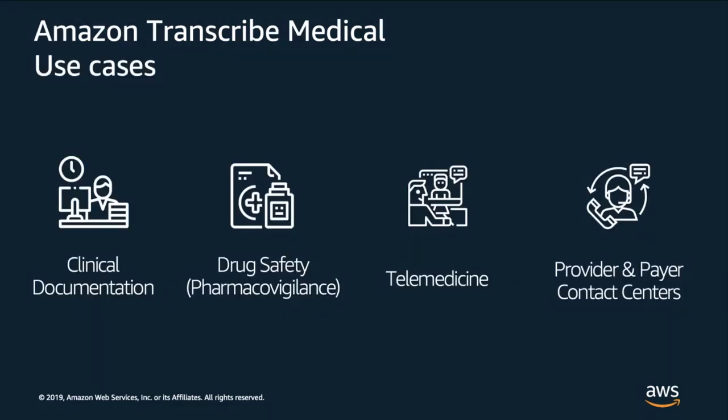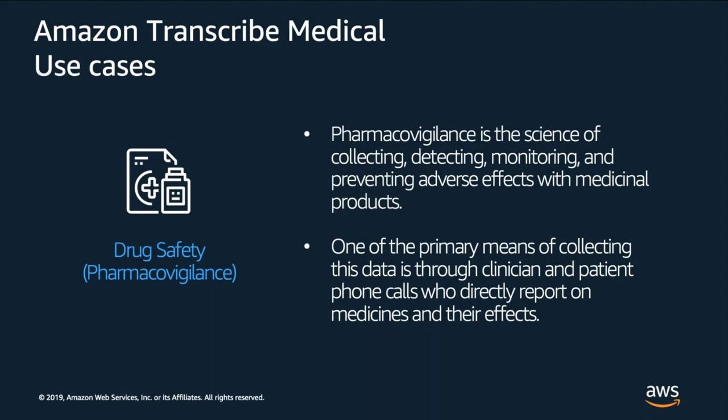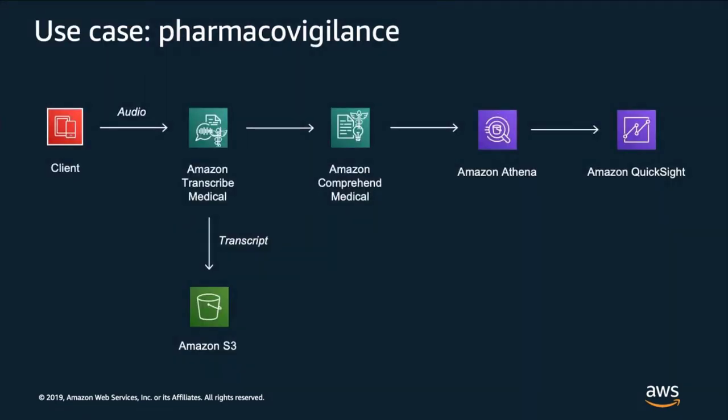I'd like to illustrate another example using a use case. In this case, I'll use drug safety or pharmacovigilance. So pharmacovigilance is the science of collecting, detecting, monitoring, and preventing adverse effects with medicinal products. One of the primary means of collecting this data is actually through clinician and patient phone calls who directly report on medicines and their effects. The goal of pharmacovigilance is to enable people to use medicine safely.